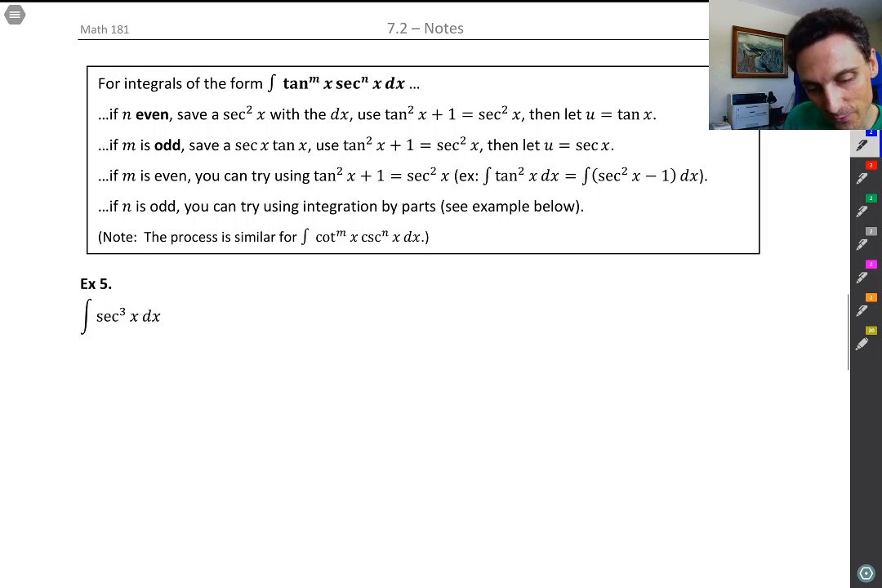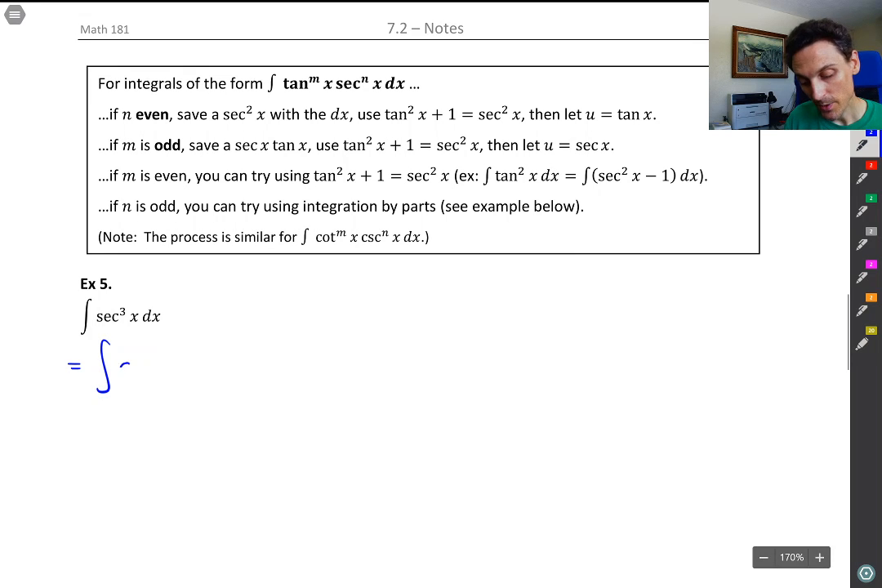This is an infamous example, the integral of secant cubed x dx. And the first thing we're going to do is use this last part right here. If n is odd, you can try using integration by parts. And so that's what we're going to do right here. Notice that we don't have an even power of secant. We don't have an odd power of tangent. So we've got to use one of these later techniques. And here we're going to use the last one. We're going to first try starting with integration by parts.